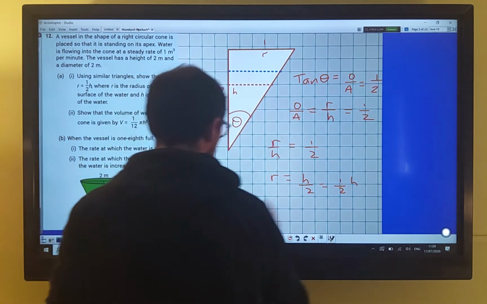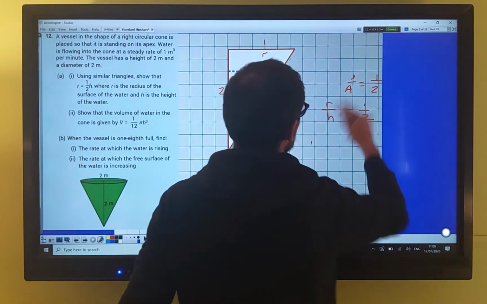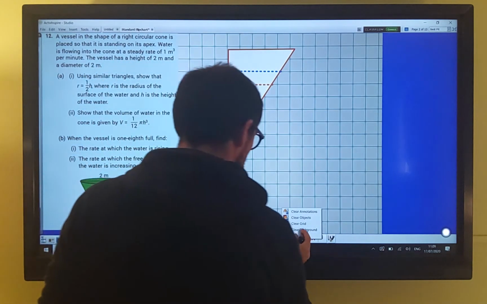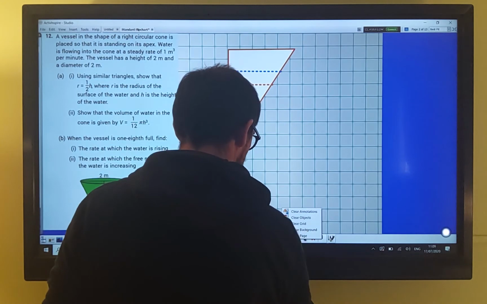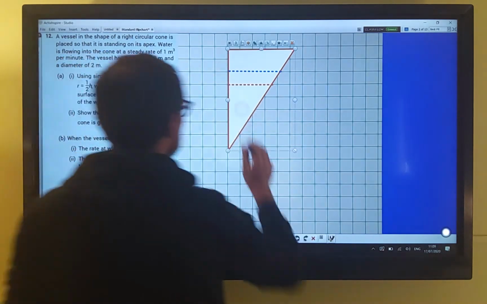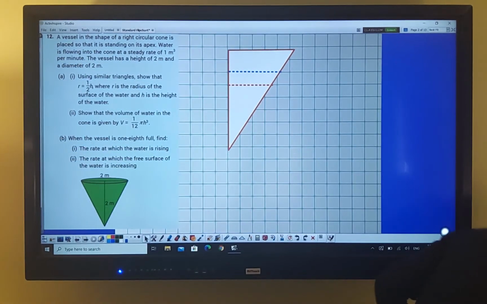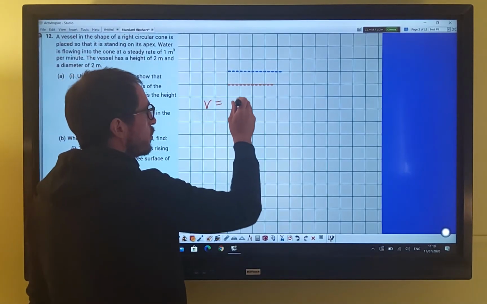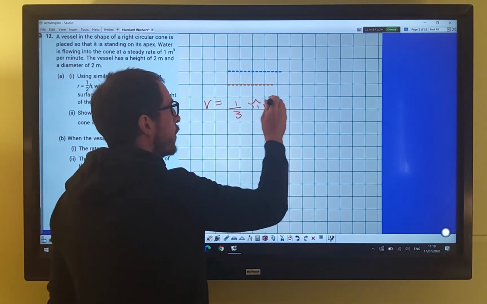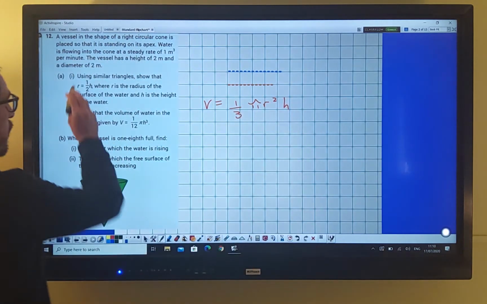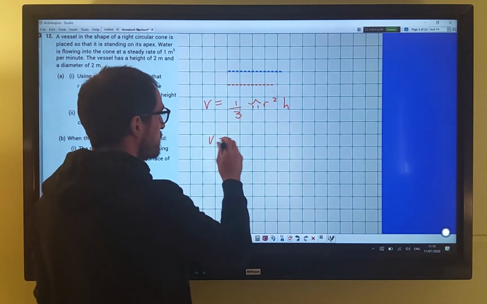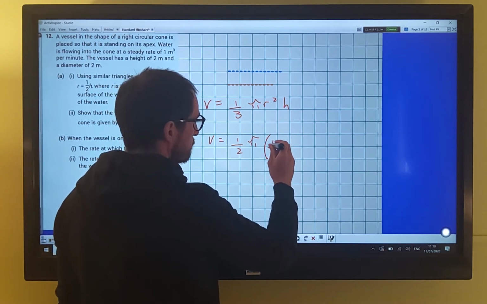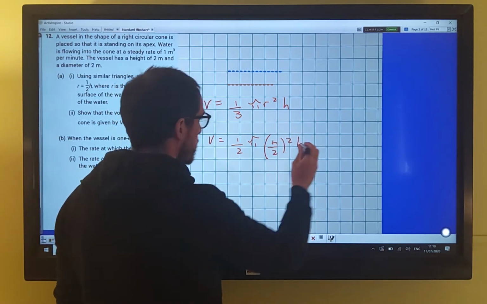So now what I'm going to do is just delete this bit here and we'll see. Just delete that there. Okay. So it says then, show that the volume. So volume is given by 1/3 pi r squared h. Now we know r is equal to half h. So the volume is equal to 1/3 pi h over 2 squared times h.